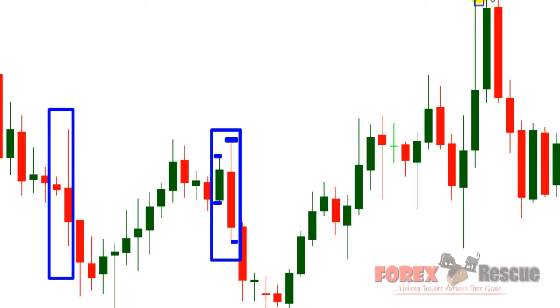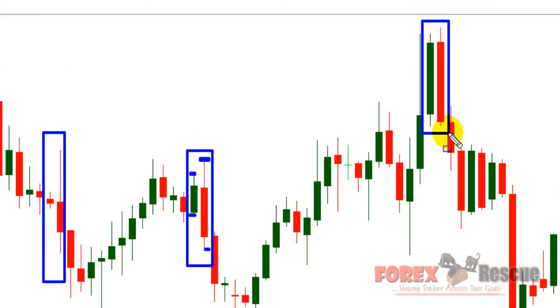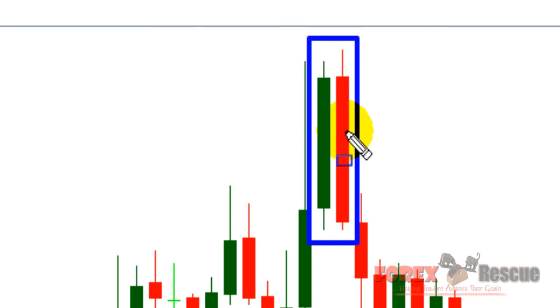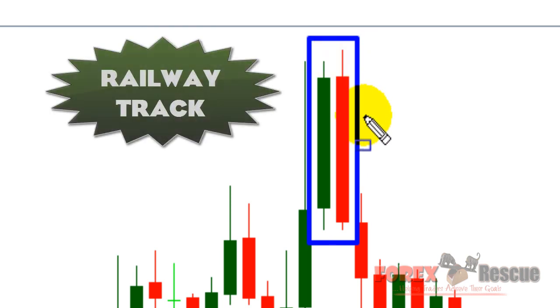Then another example is this again. This is a bearish engulfing bar. You can see the high of this candle is higher than the high of this candle, while the low is slightly lower or equal to the low of this candle. So this is classified as an engulfing bar. Some traders call this a railway track, and it is a very nice trade setup that you can always take advantage of to make money from the forex market.